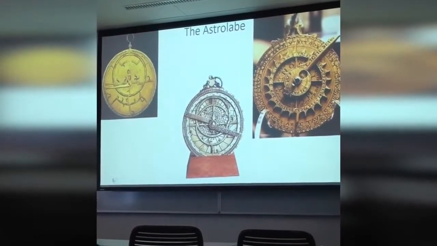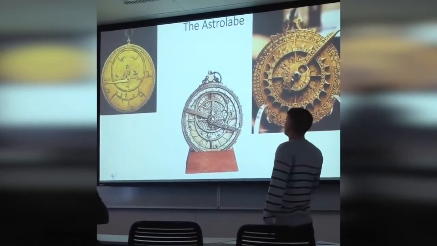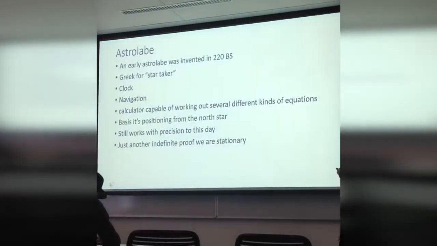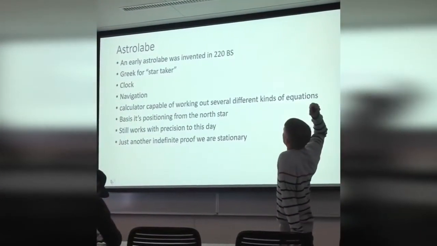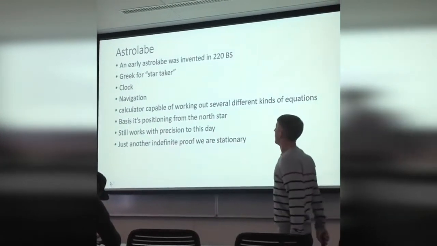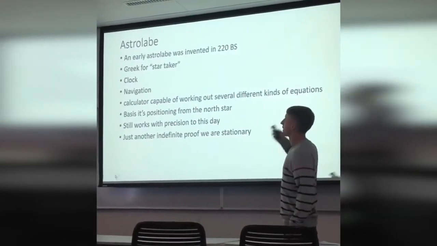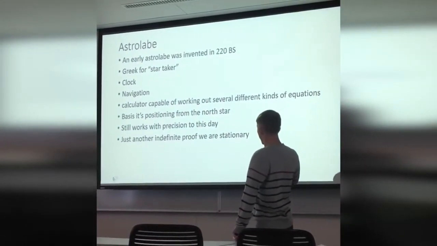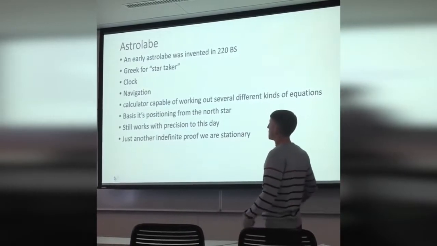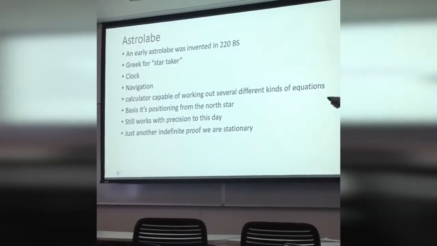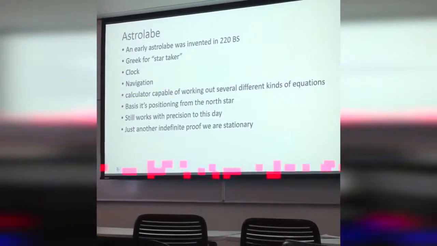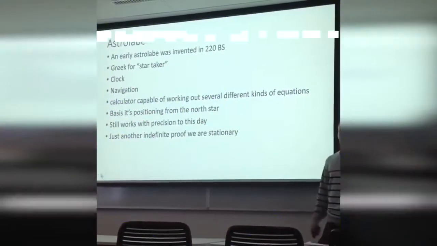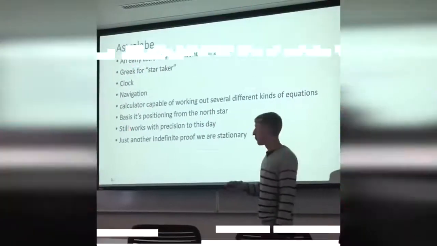The astrolabe I don't really want to get into too much because it'll take all class. The early astrolabe was invented in 220 BC. Greek for a star taker. It's a clock. It's a navigational device. It's a calculator capable of working out several different equations. But the main part I want to base about this is that it bases its positioning off the North Star and still works with precision to this day. Just another indefinite proof that we are a stationary plane.